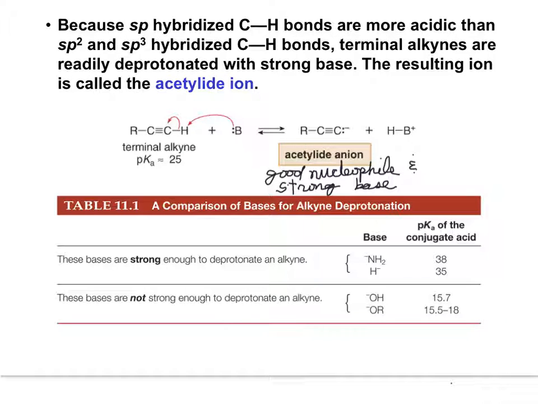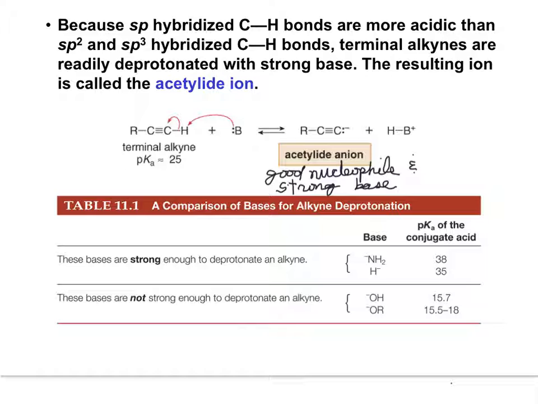To determine how strong of a base is needed to deprotonate a terminal alkyne, we must consider its pKa. The terminal alkyne's pKa is about 25. So for a base to be strong enough to pull off that proton, it must be a base whose conjugate acid has a pKa larger than that of the terminal alkyne. NaNH2 or NaH are two common examples of bases that are used to deprotonate a terminal alkyne. Remember that in an acid-base equilibrium, the equilibrium favors going toward the weaker side.